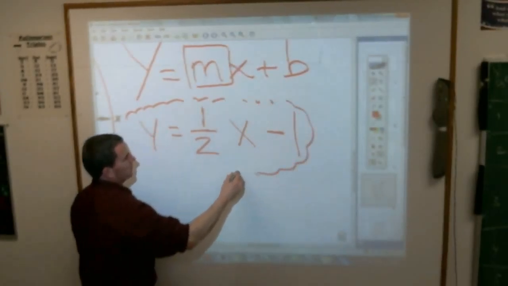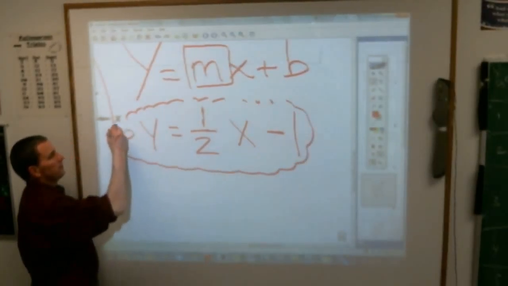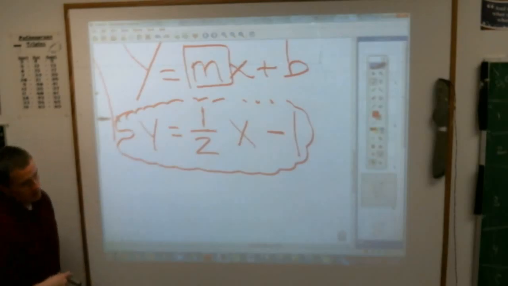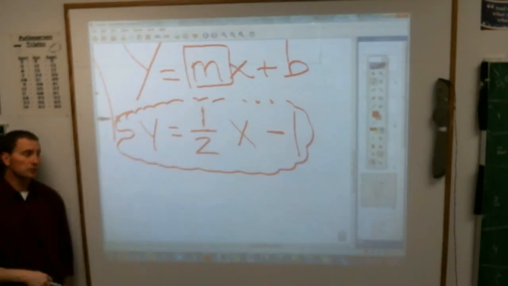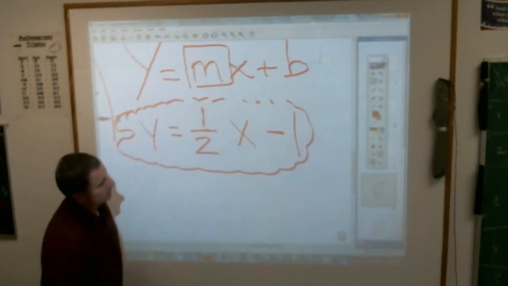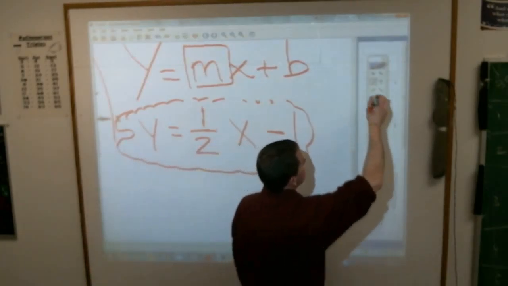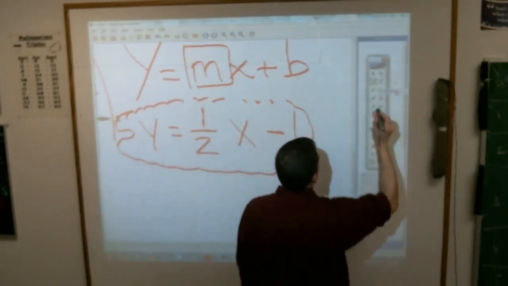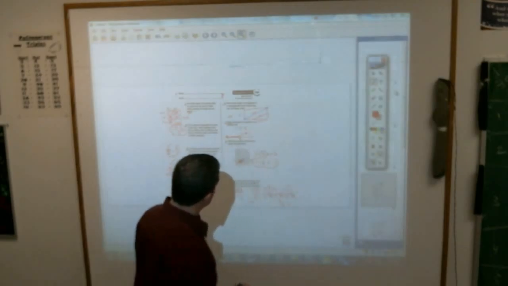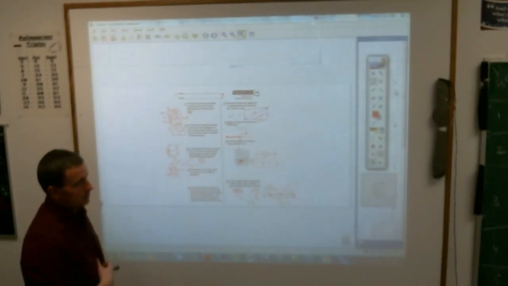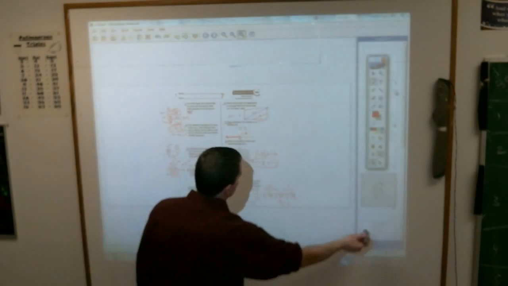Should change the colors. I've been using the red a long time. So close to the end there. How many do we have left? Taylor, do you have a question? Yeah, number 17.